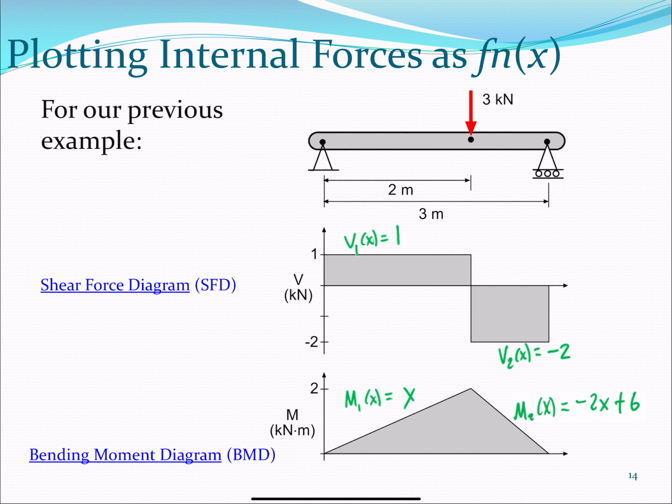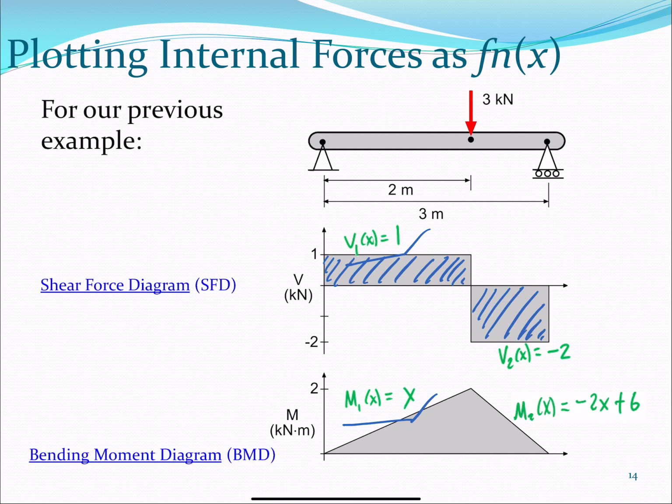So for example, here I have plotted the sets of equations for shear and moment for the two segments for the beam that we just solved. These are my equations in the first segment. You can see that the shear is constant, equal to 1 in the first segment. And then it's also constant in the next segment, equal to minus 2.